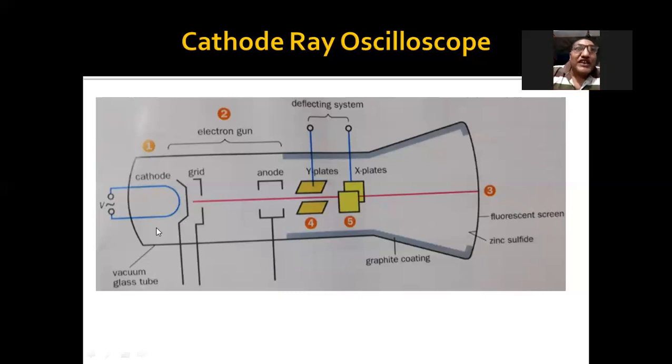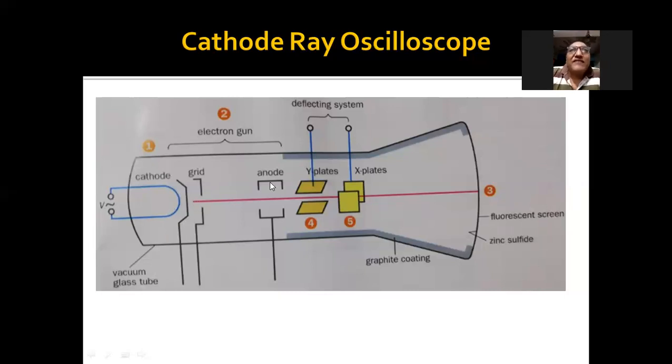So again, this is the cathode ray oscilloscope, in its simplest structure. It's a glass tube which has a vacuum in it. It has an electron gun and a deflecting system. In the electron gun, we have a cathode and a heater, and due to the heating, the electrons are given out.